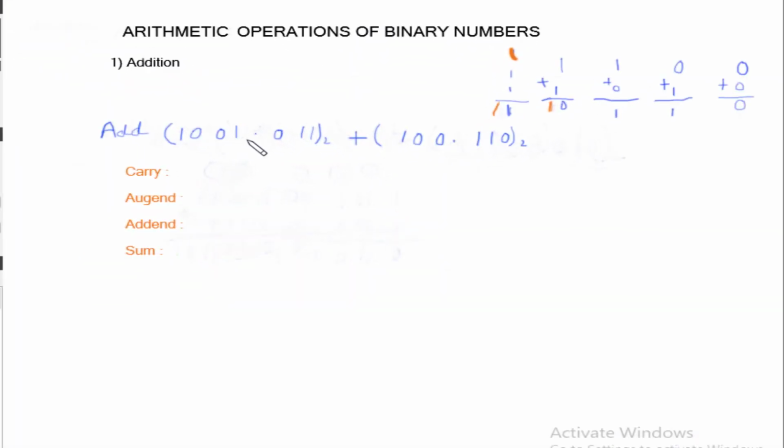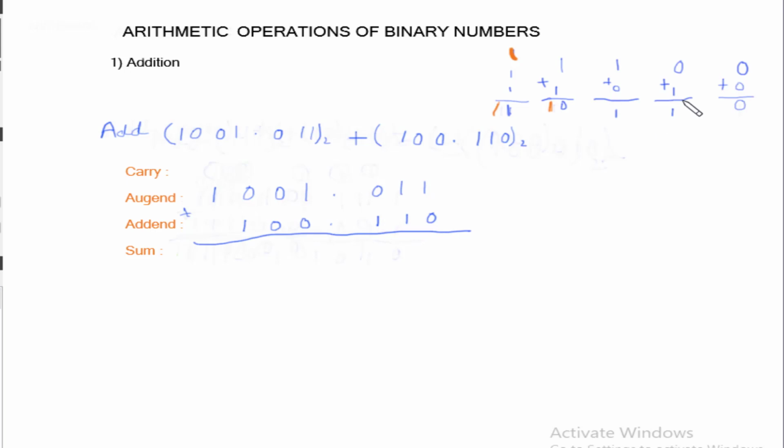Now we include an example which involves a point or decimal number. We have to add the binary number 1001.011 plus 100.110. Now it is the same as the earlier questions we have done. So here the augend will be 1001.011 plus, and in this decimal number we have to take care of the point, so the point will stay in its place, and here we have to write 100.110.